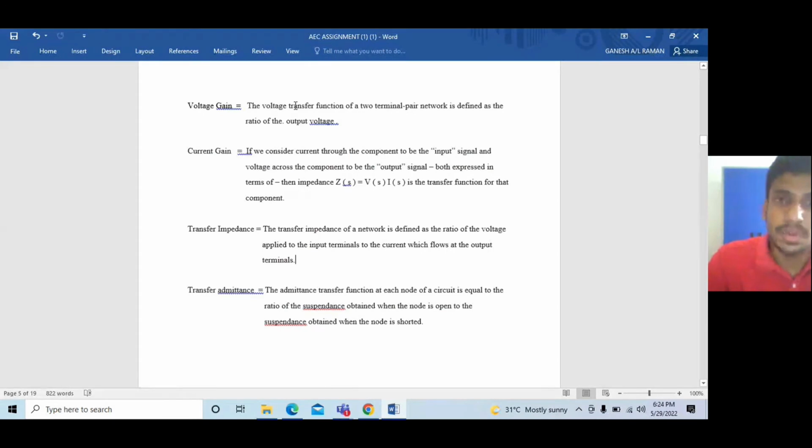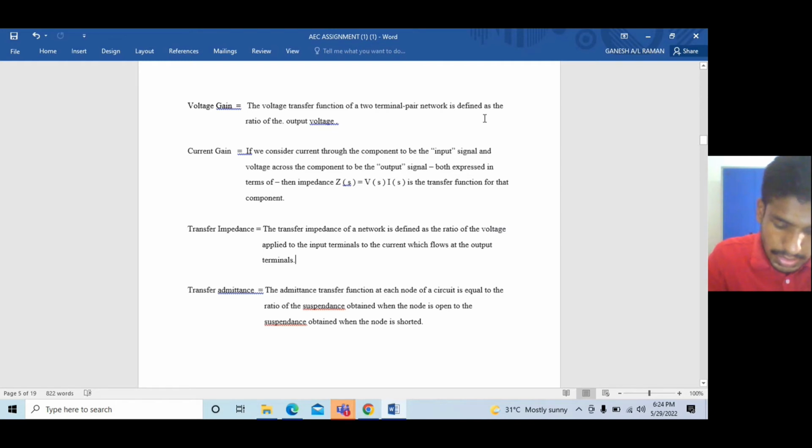Now I'm going to explain about the types of transfer function. In the transfer function, I have four types: first is voltage gain, second is current gain, third is transfer impedance, fourth is transfer admittance. First we see the voltage gain. The voltage transfer function of a two-terminal pair network is defined as the ratio of the output voltage.